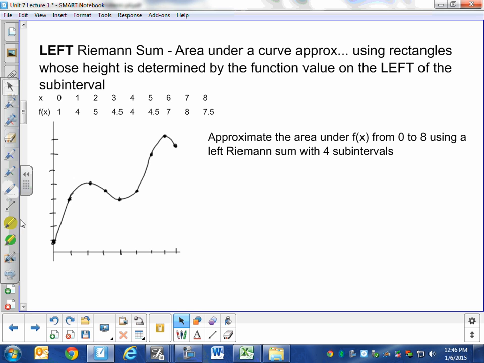And in this case, a left Riemann sum, the real reason why it's called a left is because that is the height that we're going to choose from. The height will be the left function value on our subinterval. Okay, I'll give you some time to sketch the graph as well as the table of values, and we'll go from there.